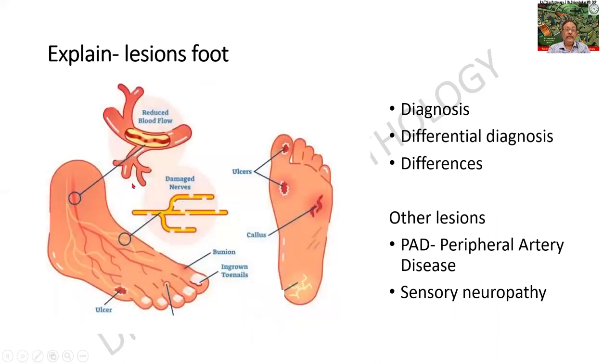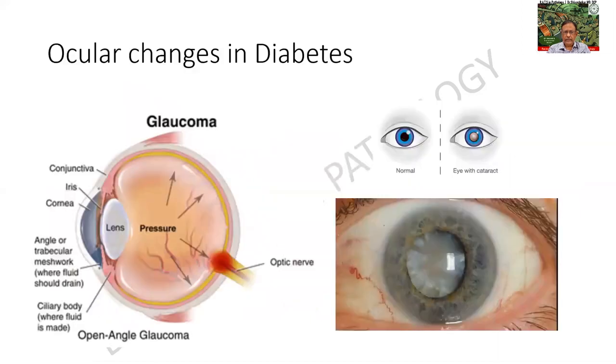Look at this. There can be damaged nerves, which leads to sensory neuropathy. There can be obstruction to the blood vessels, which can lead to gangrene of the extremities. There can be trophic ulcers, because of the pressure effects, it can happen. So these are some of the important lesions that you people should be having in mind.